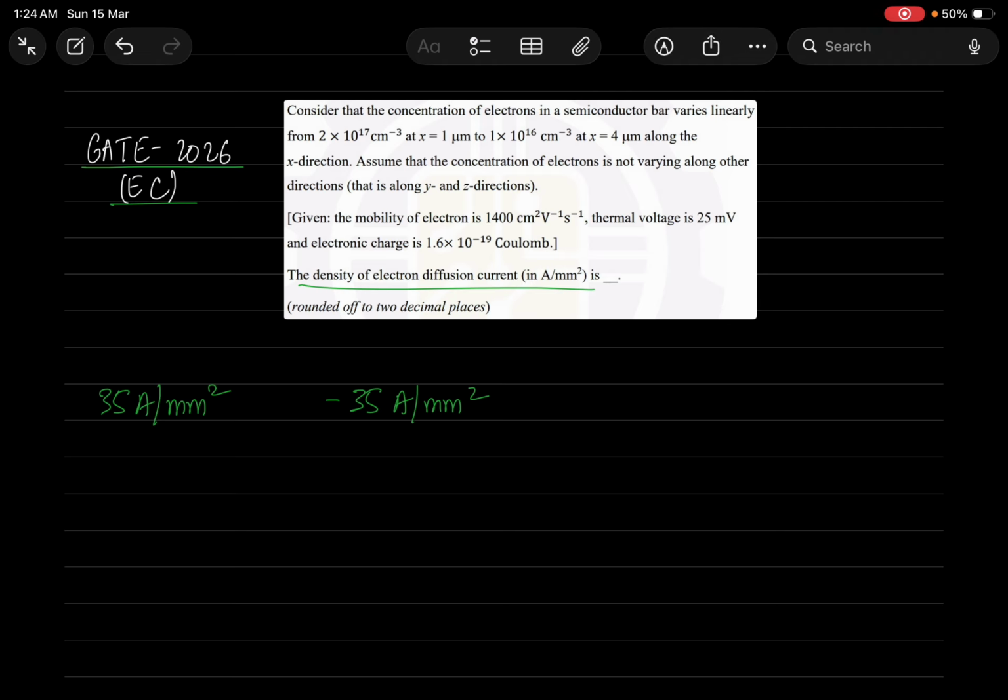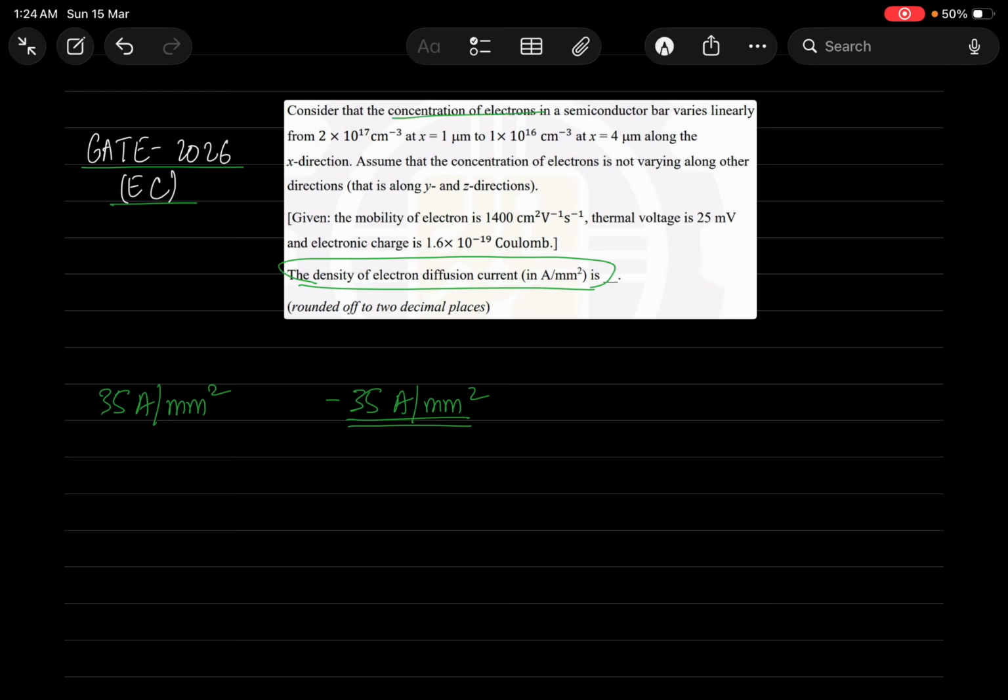In this question they have nowhere mentioned the magnitude. They are simply asking about the density of electron diffusion current. That means we have to consider the magnitude as well as the direction. So this is going to be the correct answer to this question. Why is it so? Let's see.